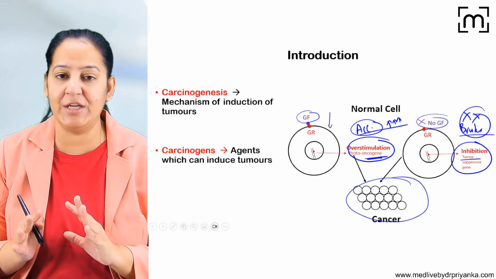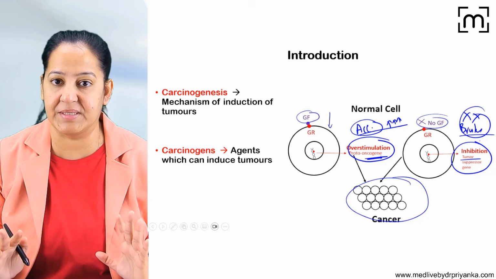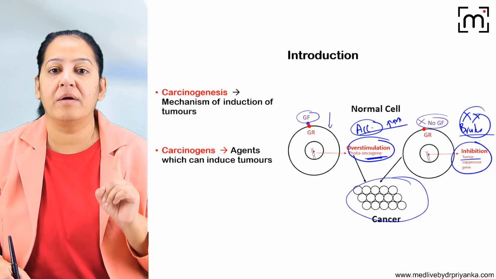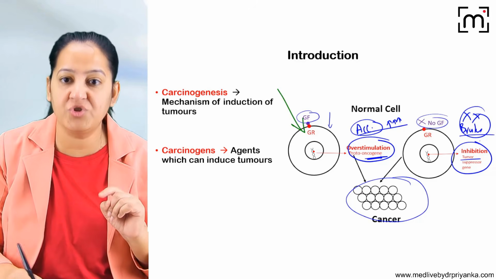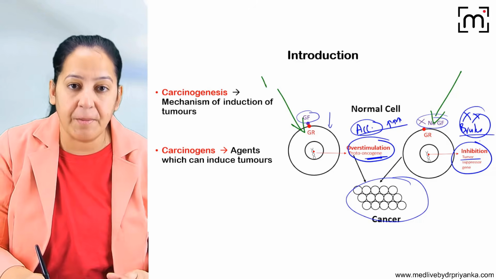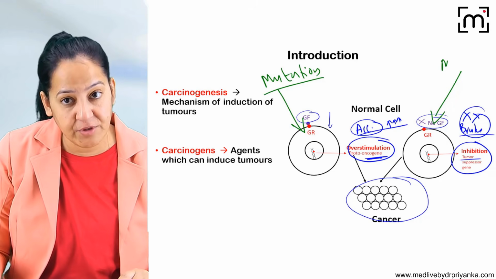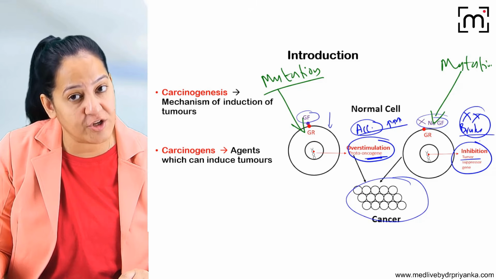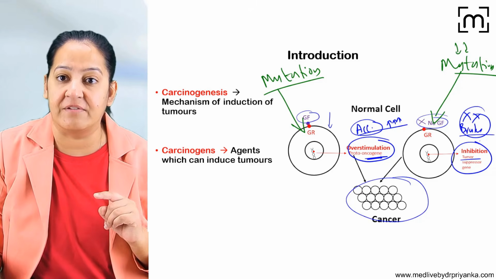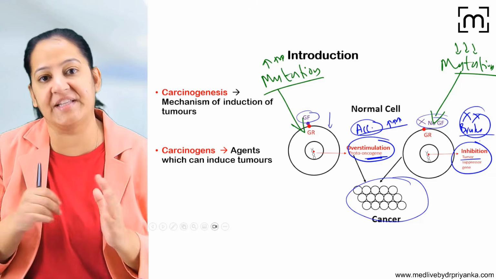I have already explained this in the proto-oncogene and tumor suppressor gene portion. Why am I telling you this again here in carcinogenesis? Because there is mutation of the proto-oncogene and mutation of the tumor suppressor gene. I highlight the word mutation. Because of the mutation, they become defective. The tumor suppressor gene becomes underactive and the proto-oncogene becomes overactive. So the mutation is causing the defect.